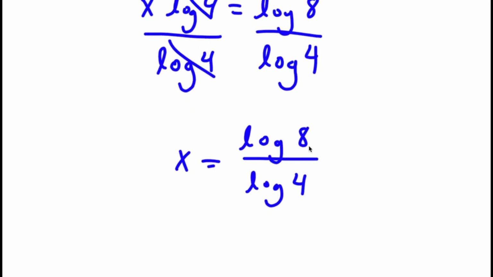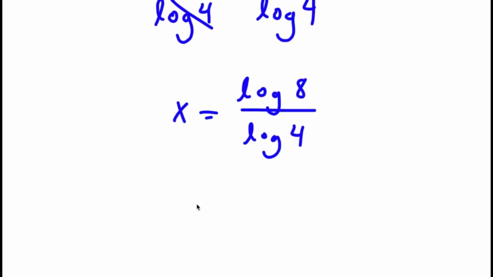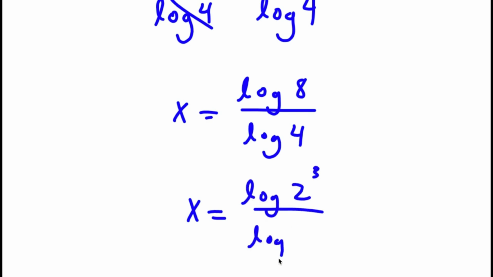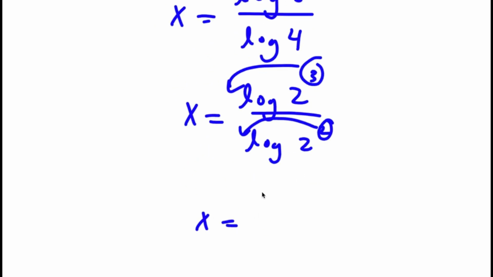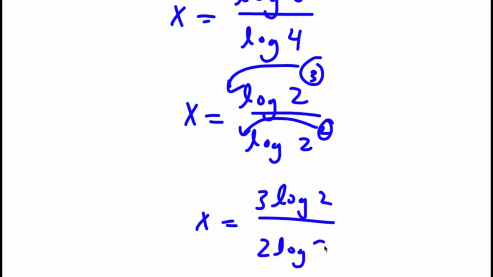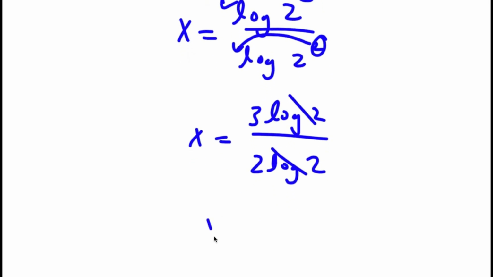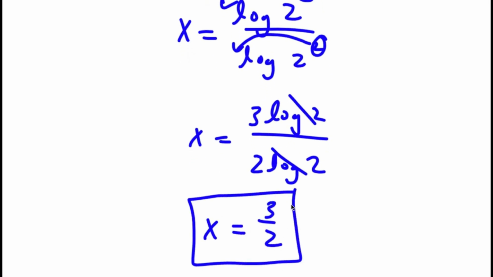Now, remember 8, that's equal to 2 to the power of 3, and 4 is equal to 2 to the power of 2. So now I have log 2 to the power of 3 over log 2 to the power of 2. Now I can move these exponents to the front. So now I have x is equal to 3 times log 2 over 2 times log 2. These two log 2's can cancel out, so I'll simply be left with x is equal to 3 over 2. So this is my answer.